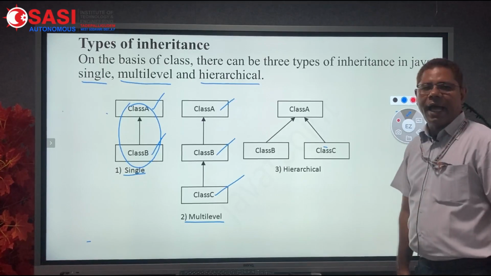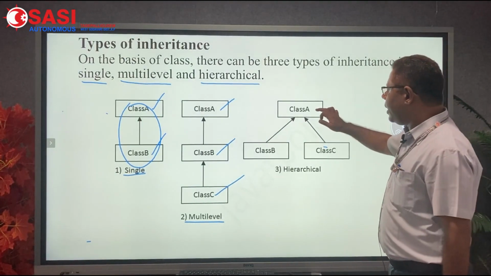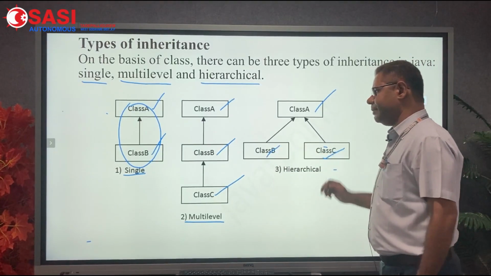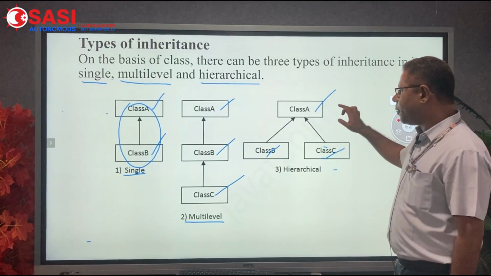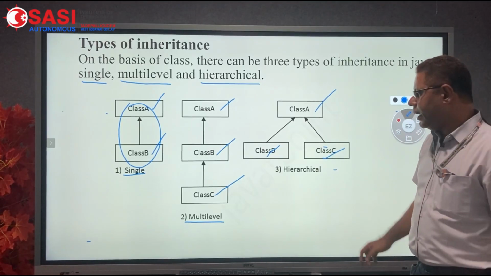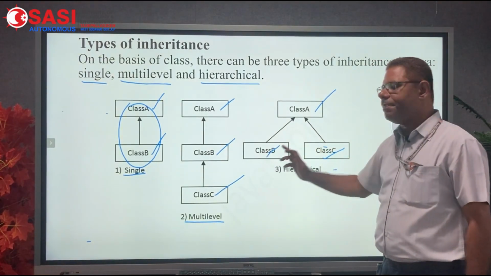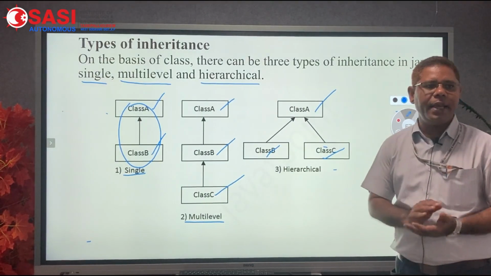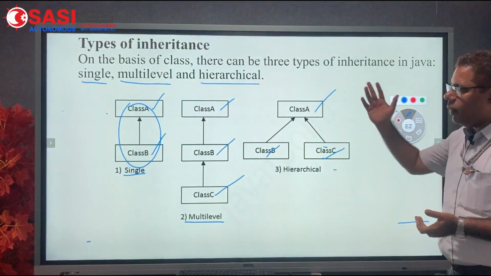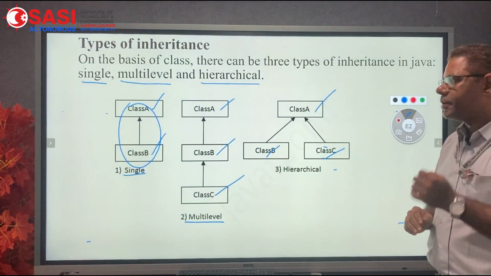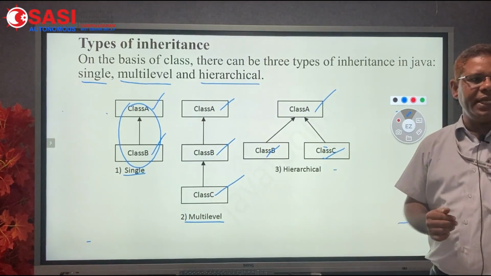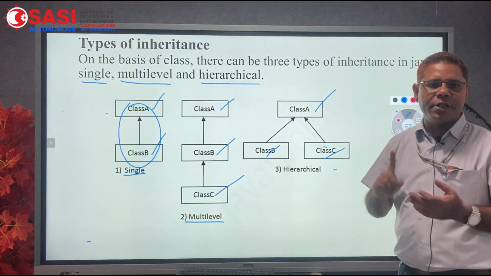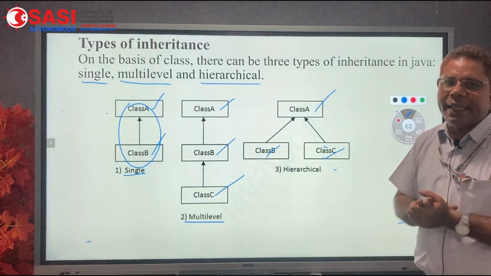The third one is hierarchical inheritance. That means the existing class properties can be used in multiple classes. That means the class A properties can be used in both class B as well as class C. So this is called hierarchical inheritance. So in Java, we have three types of inheritance: single level, multi-level, and hierarchical.